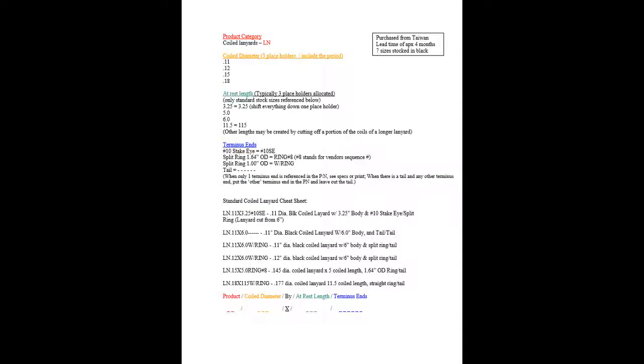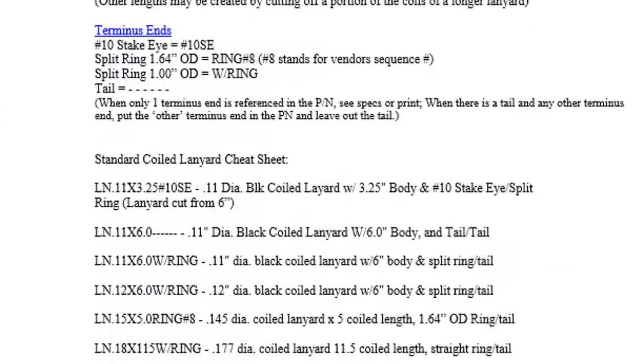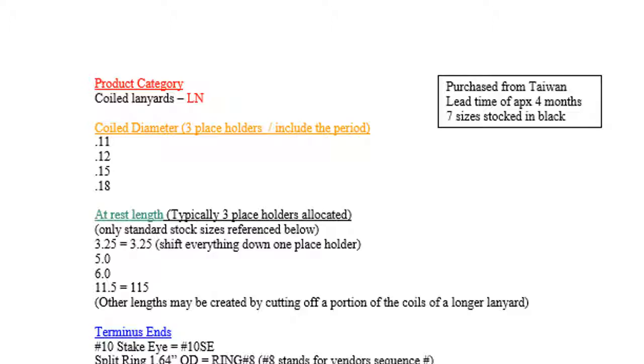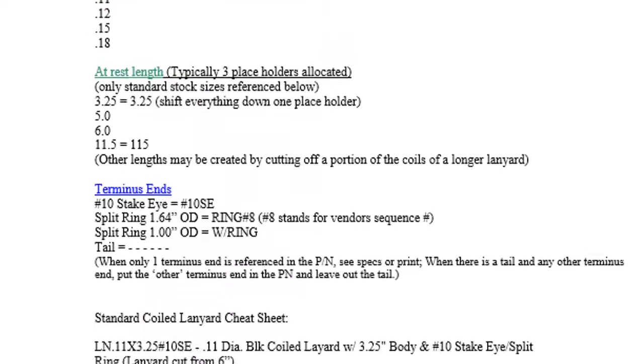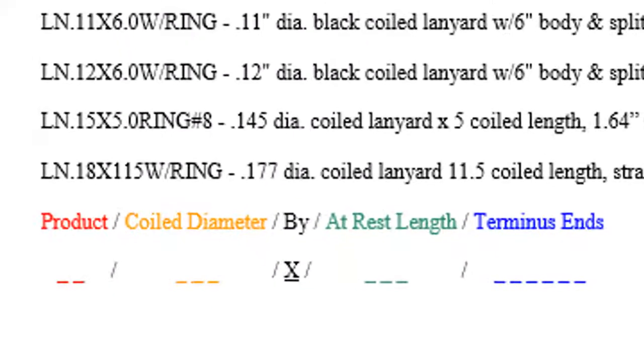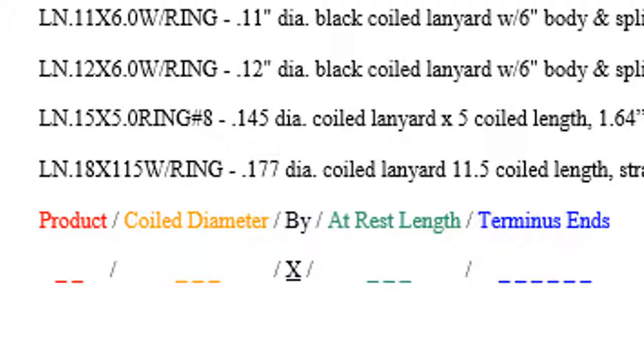Moving on to the part code guide. Coiled lanyards are composed of a 15-digit smart part code. All important attributes of the lanyard are broken up into categories and listed out on the part code guide. Follow the color-coded guide to translate the description into an innovative component's part number. Located at the bottom of each guide is the layout of the smart part code. Use this to guide you when creating a part number.